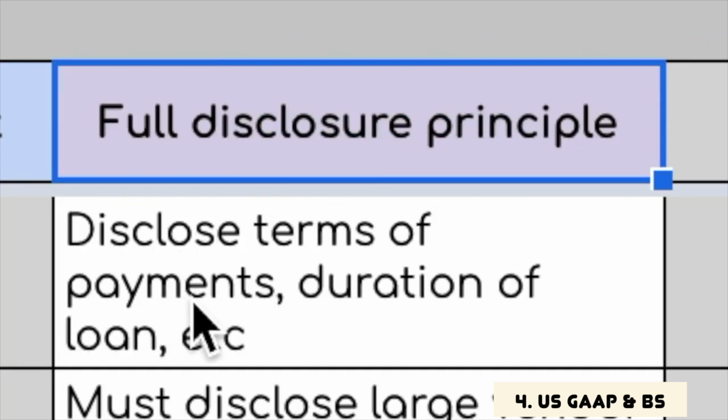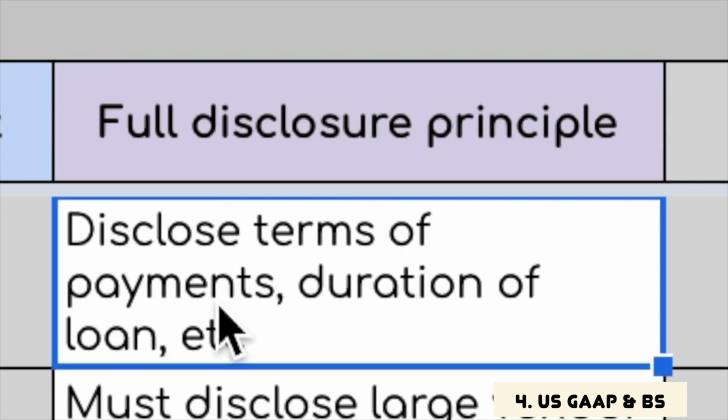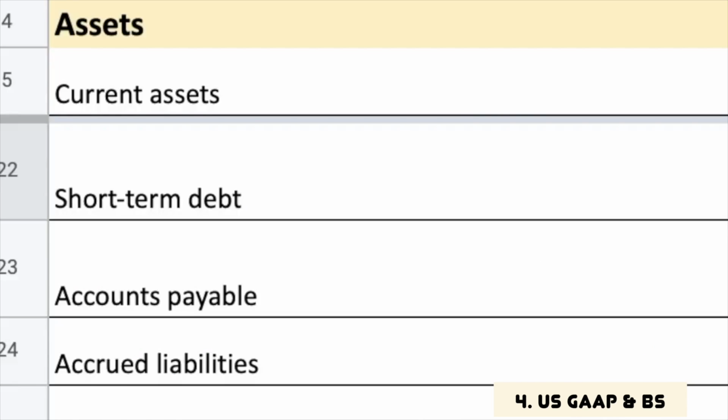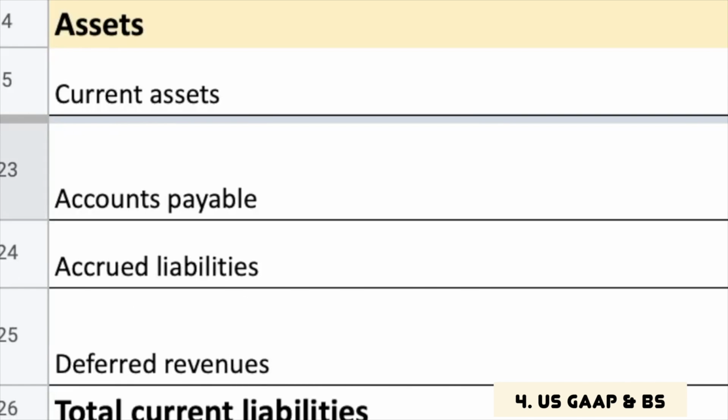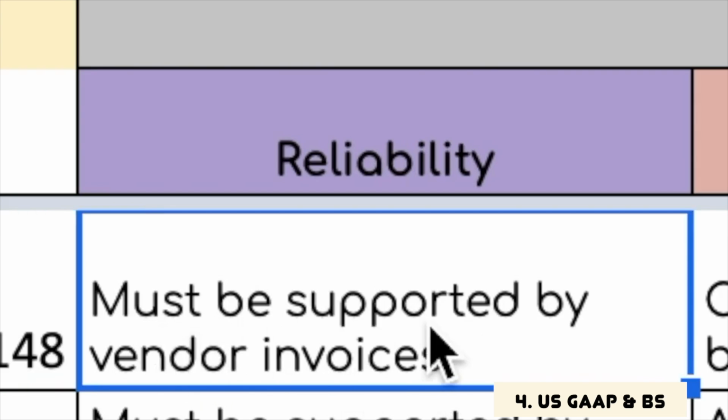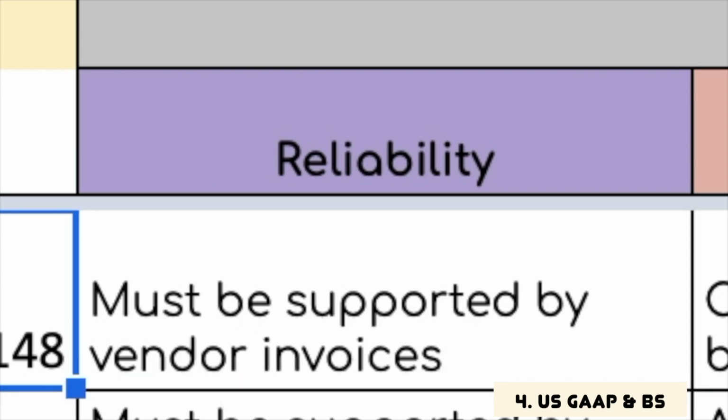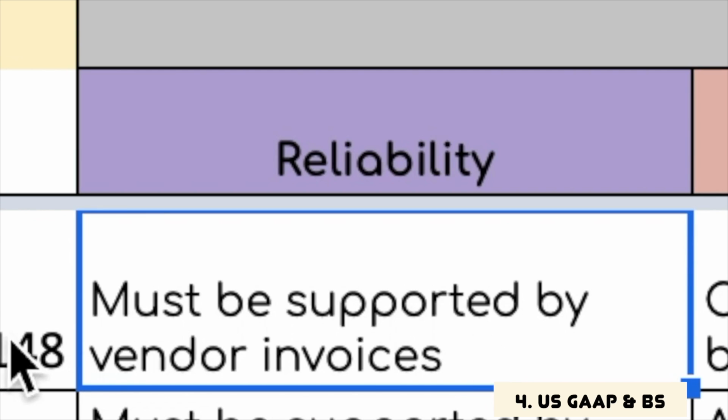Full disclosure principle, disclose terms of payments, duration of the loan, etc. Anything that is relevant information for the investors to know. The next item up is going to be accounts payable. And with accounts payable, for reliability, I must be able to, or if I want to, I can tie this balance back to the vendor invoices. And so this is the supporting information for accounts payable.